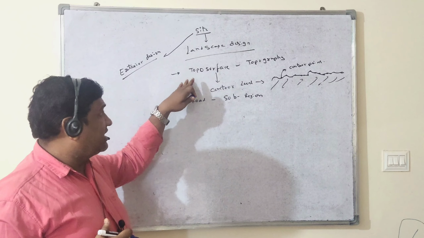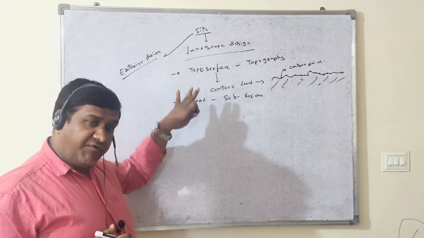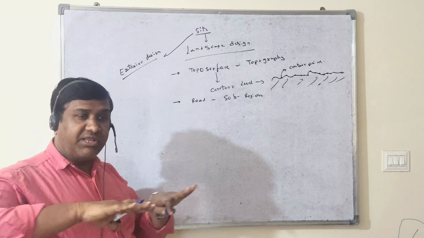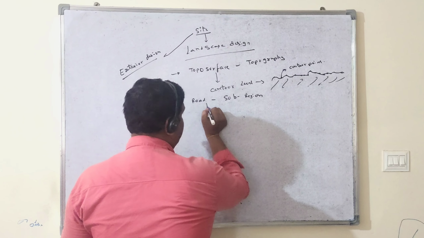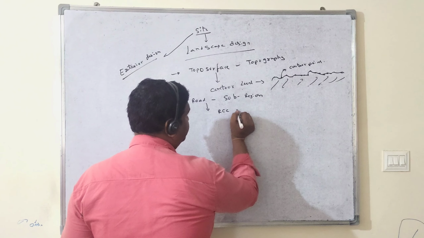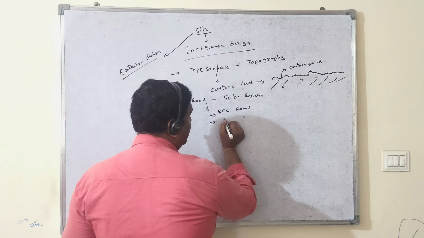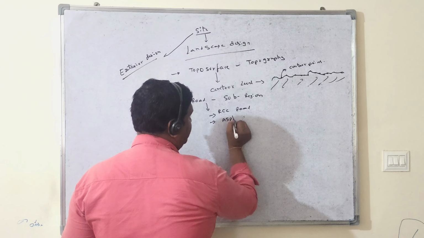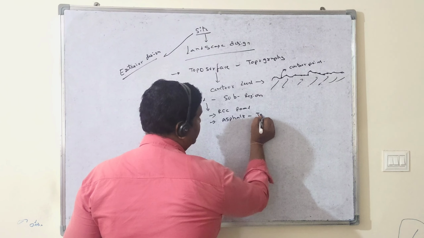So first you have to create the topo surface. After creating the topo surface, over that topo surface we can place the road. And the road types, which type of road? Okay, it's an RCC road, RCC material, or asphalt. Asphalt means it's a tar road. We can say tar.